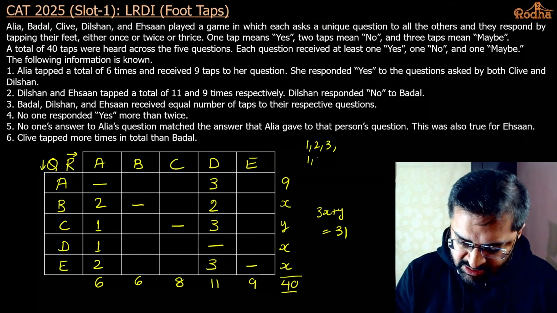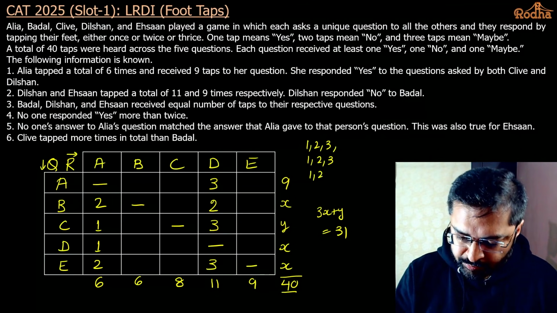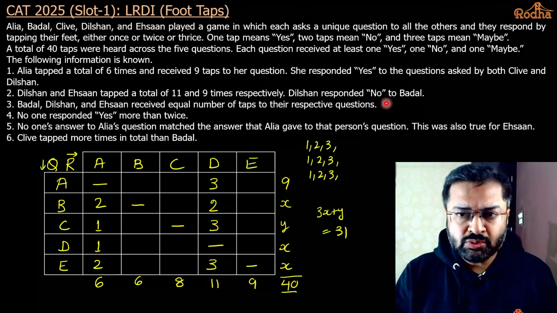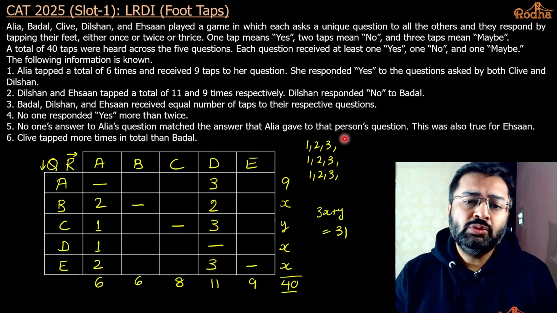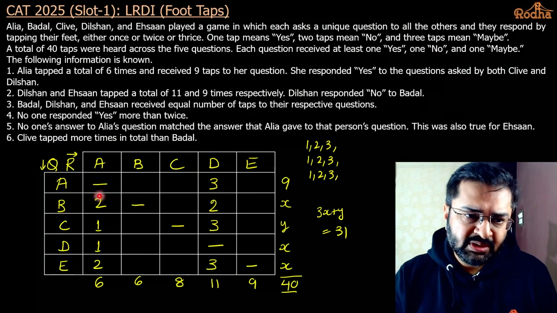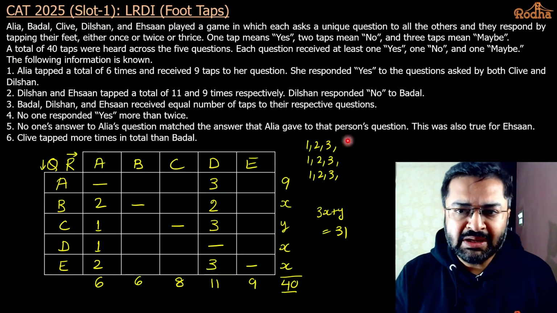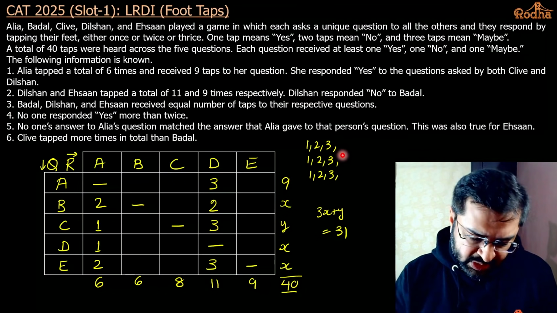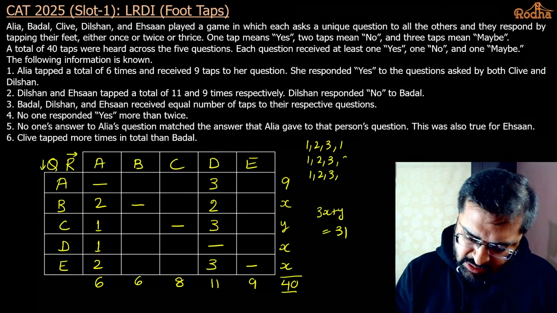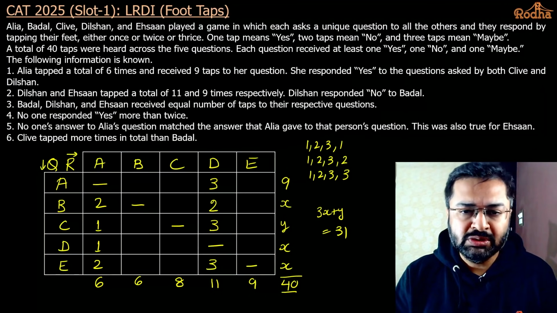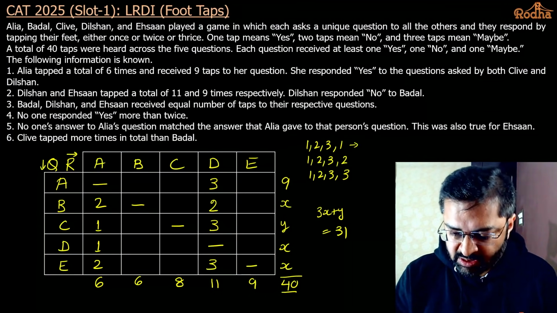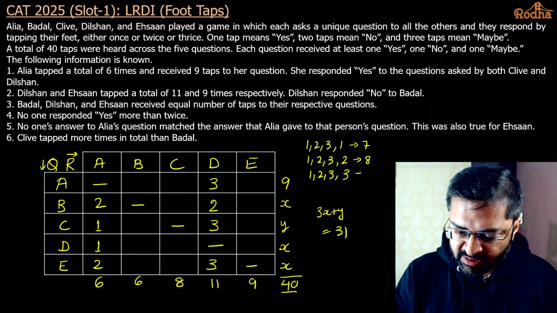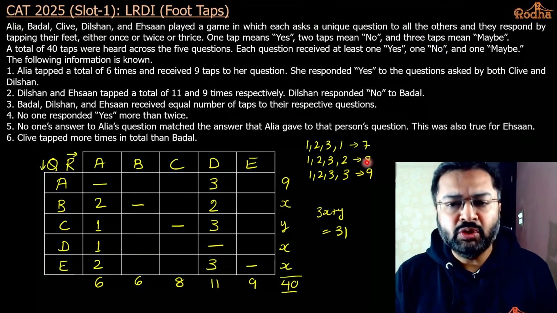So I would say there are 3 options for this, right? The fourth one is missing. Since it says 1 yes, 1 no, 1 maybe, the fourth response for every question which these 5 people asked would be one of these 3 only: 1, 2, or 3. So these are the possibilities for the totals. This would be equal to 6 plus 1, 7. This would be equal to 8, and this would be equal to 9. These are only 3 possibilities.